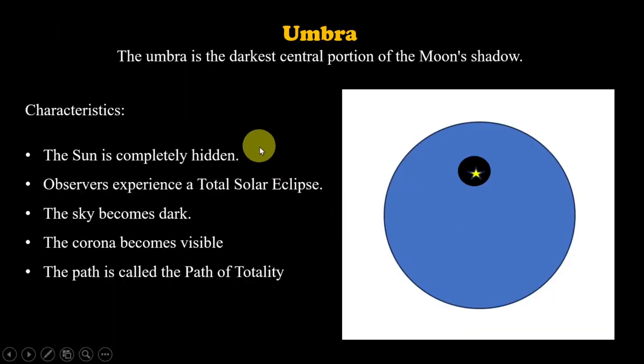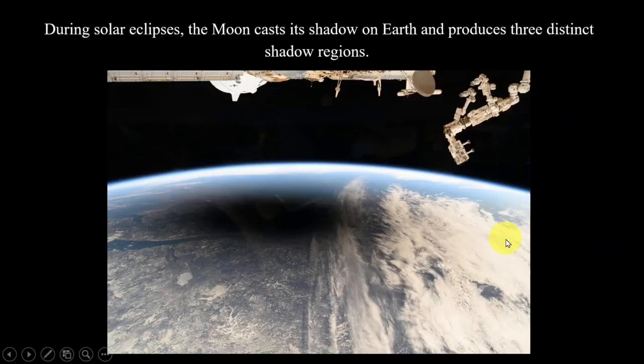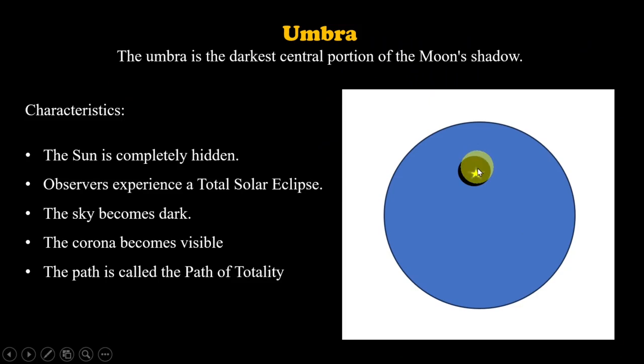The umbra is the darkest central portion of the moon's shadow. I have crafted this analogy. Imagine this is Earth, though Earth is generally blue in color. This dark spot is the shadow. The darkest region of that shadow is called the umbra. I just use that yellow star as a human being. So these are human beings observing the solar eclipse.